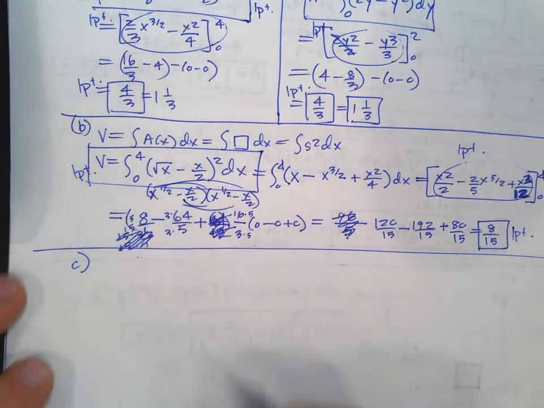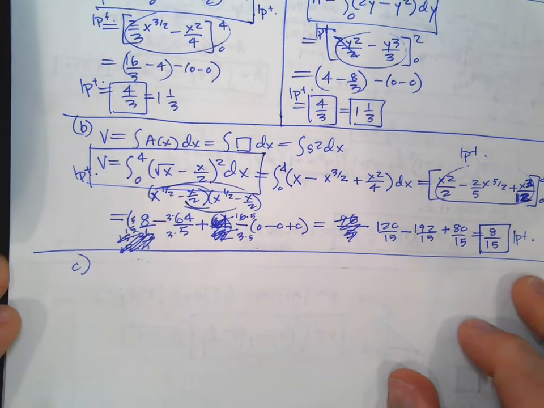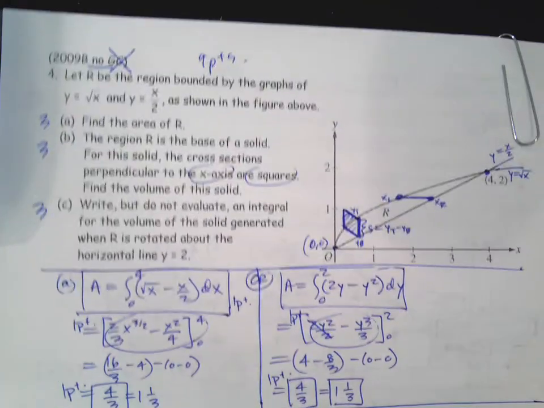All right, C. What do you think it's going to be? You think you're going to be surprised? We did an area problem. We did a volume by cross section. I wonder, might it be a volume by solid of revolution? Right, but do not evaluate.